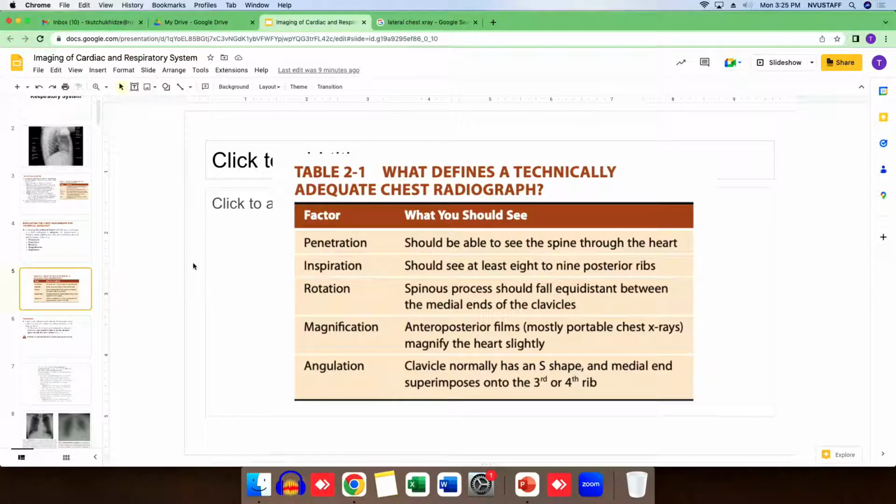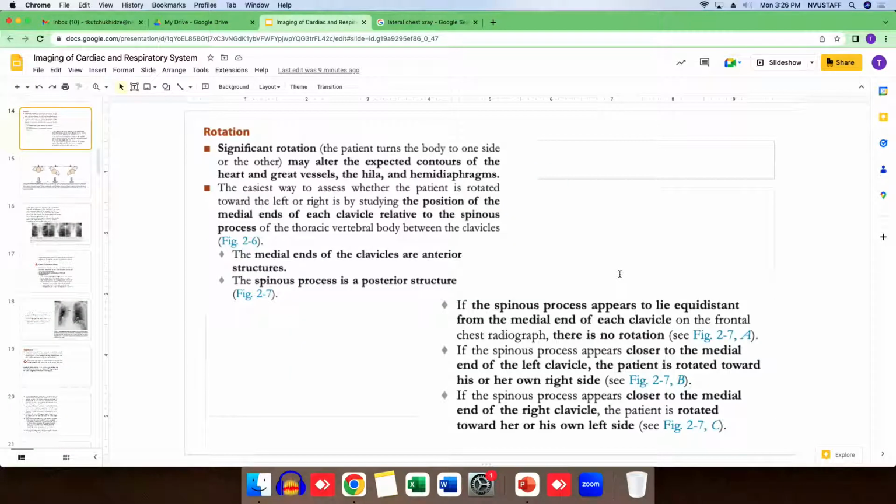Rotation is when the spinous processes should fall, a patient should stand symmetrically on both sides. If there is no symmetrical location of the patient, we are having some kind of rotation, right? Meaning that one structure or another might seem more or less, and this can mimic great pathologies, like we will think that the patient is having pathology. So when we have rotation, it alters the contours of the heart, great vessels, hilum or hemidiaphragms, and we might think that there is some kind of disease.